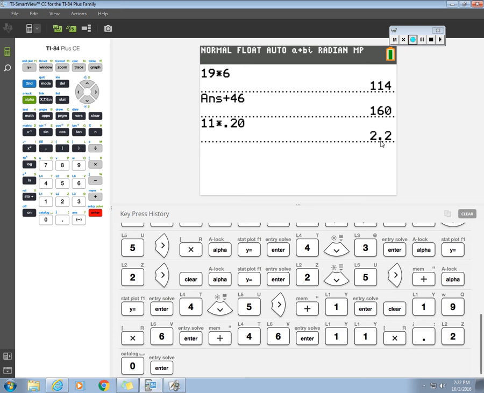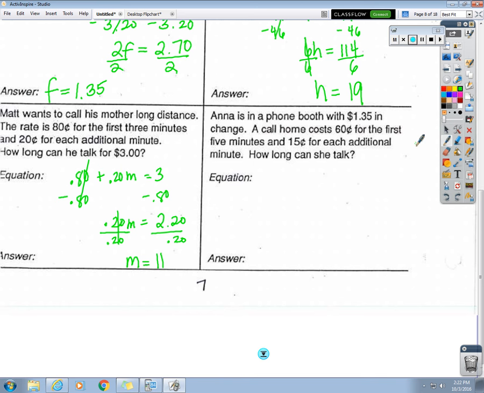$3. So he still has how much? And how much would that 80 cents have got him? 3 more minutes for a total of 14 minutes. Okay, try this one. It's pretty much the same kind of problem, so just try it.